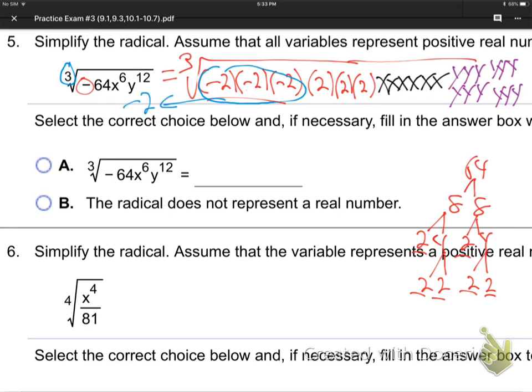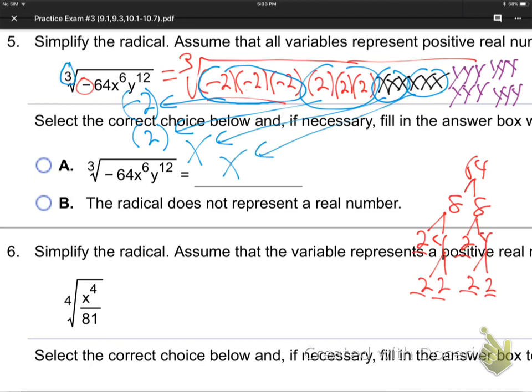Out comes a negative 2. 3 regular 2s. Out comes a regular 2. 3 x's. Out comes an x. Another 3 x's. Out comes an x. 3 y's, 3 y's, 3 y's, 3 y's. Each of those sending out a y. So that's y to the 4th. You could just divide the powers: 6 divided by 3 and 12 divided by 3 if you want to save some time.